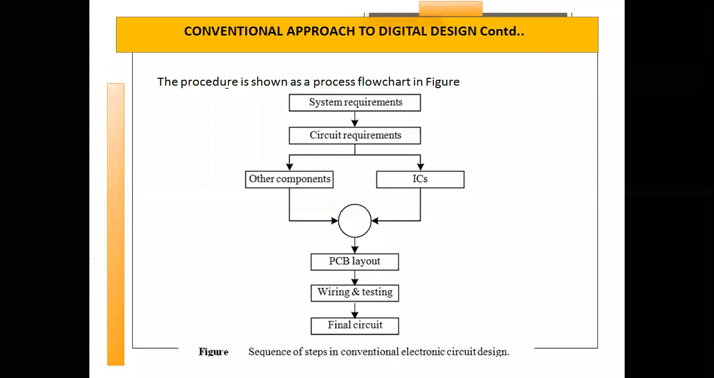After that, we identify where the ICs or the components have to be placed, and we interconnect them on paper. Then we form a PCB layout and place those components at their respective positions, and we connect them with the power cords or wires. Then we go for wiring and testing, and we get the final circuit. This is the sequence of steps in conventional electronic circuit design.